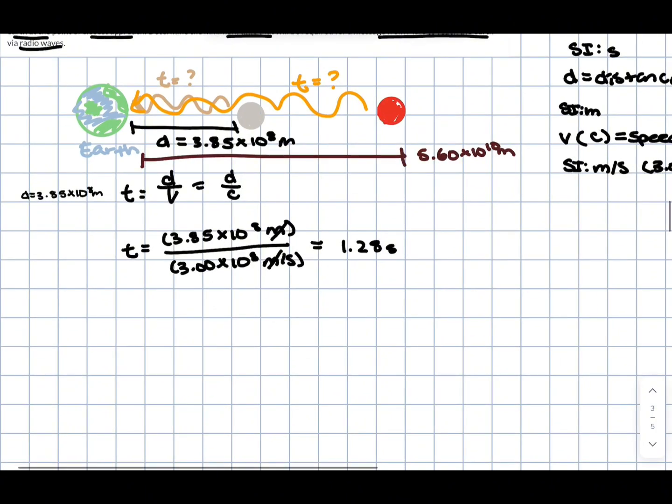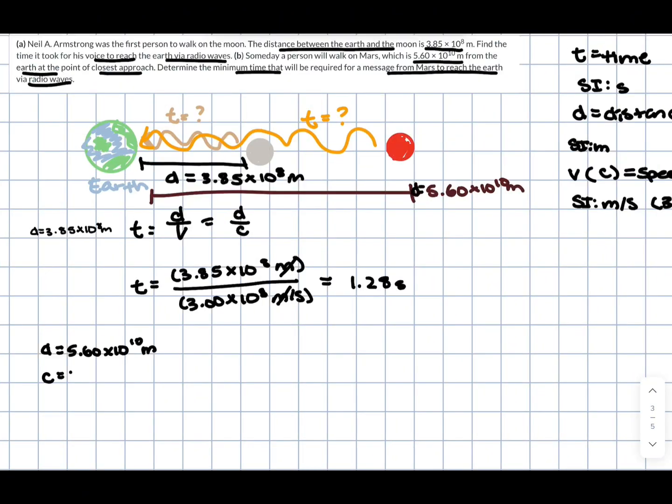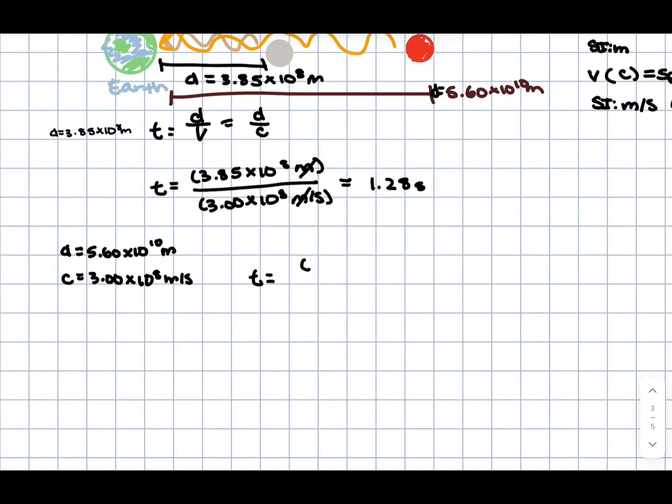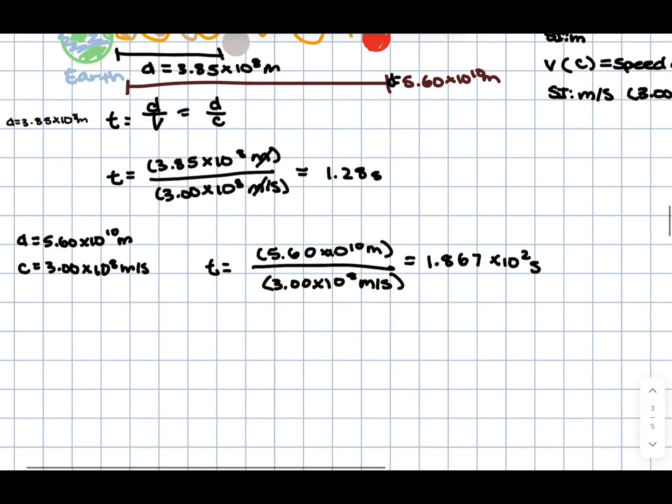So first we're going to start with our equation again. Okay, so we'll do the distance, and then our constant is 3.00 times 10 to the 8th meters per second. And then we can go ahead and plug that into our equation. T equals our distance, which is our new one, over the constant. And then plugging into the calculator, that should give us something like 1.867, rounded up, times 10 to the 2 seconds. Our meters cancel out, so we're left with seconds.